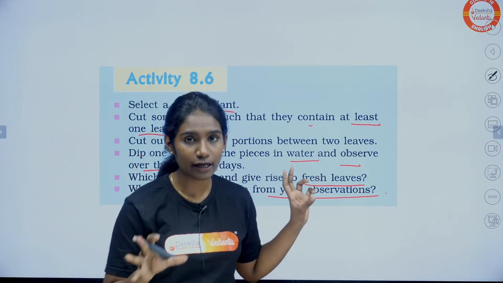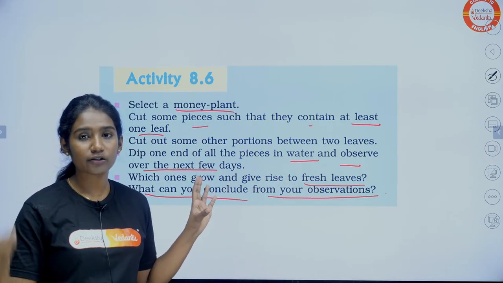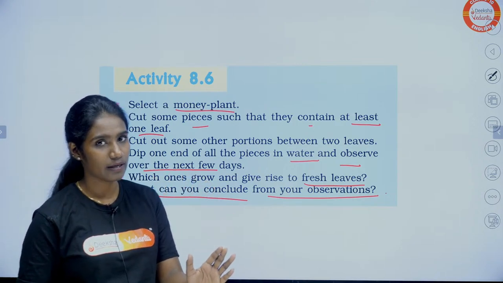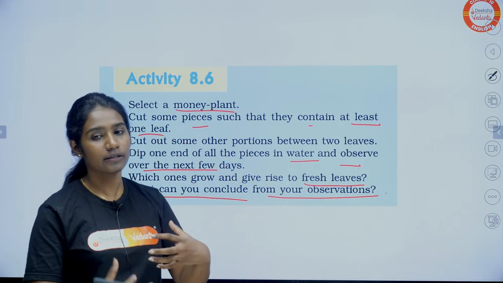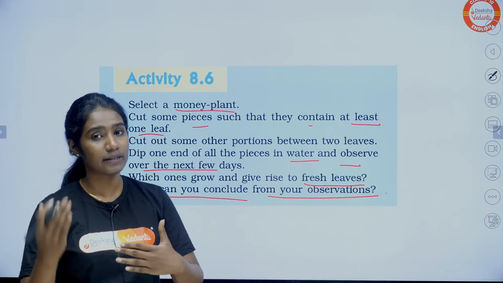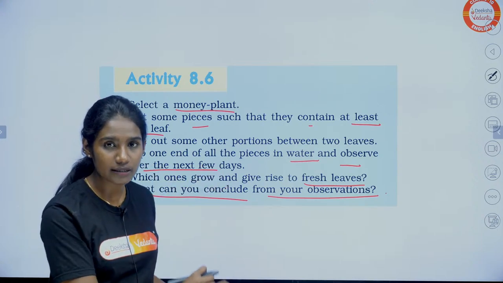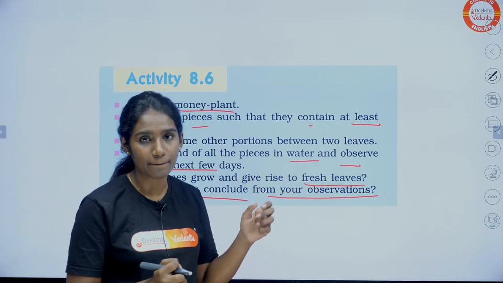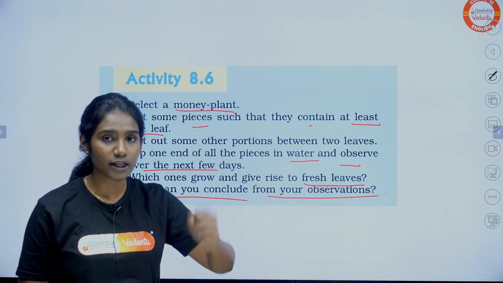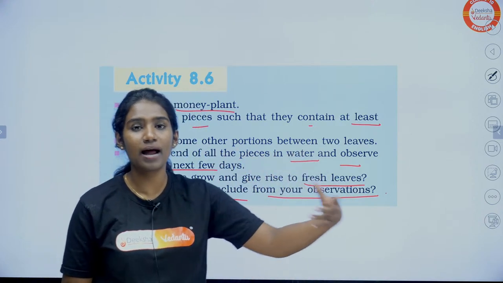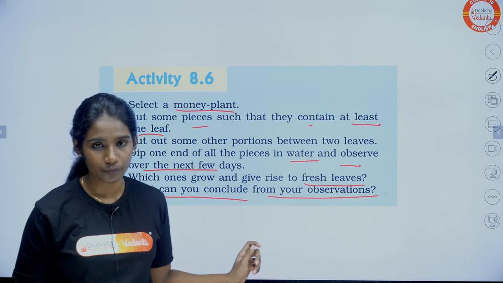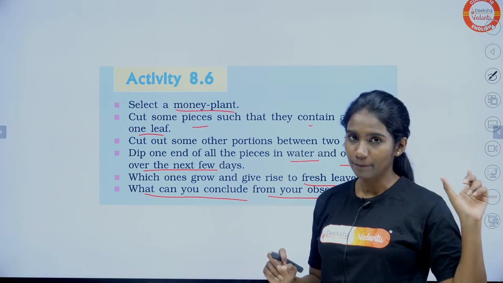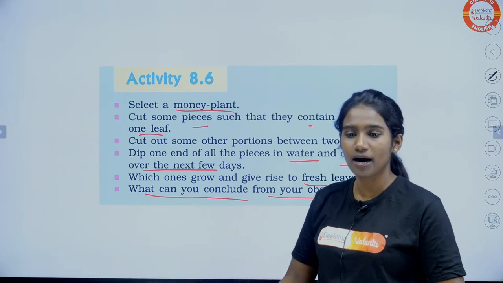Why? Because in the leaf, what is there? Chloroplast is there, which has chlorophyll pigment, and that chlorophyll pigment plays a very important role in photosynthesis. So photosynthesis occurs and food is generated, and that food is supplied to the stem. So the money plant grows. If you cut the stem which does not have a leaf and plant it just like that, it will not grow. It's because in the leaf photosynthesis occurs, which means food is prepared. If the leaf is not there, then there is no food preparation, and the plant will die.